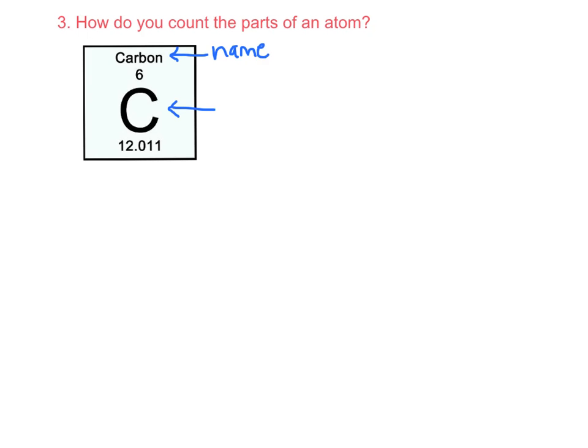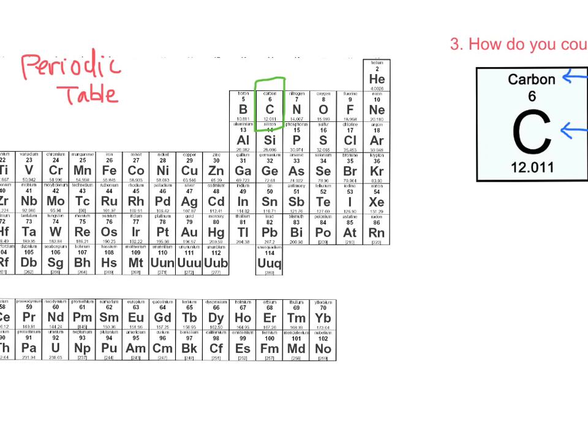And then you have the element symbol. I want to point out to you that the symbol, if it's one letter, it's uppercase. But if the symbol has more than one letter in it, like for example neon right here, the first letter is uppercase and the second letter is always lowercase.